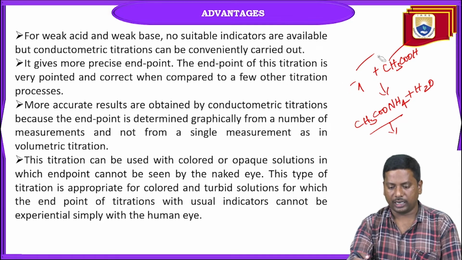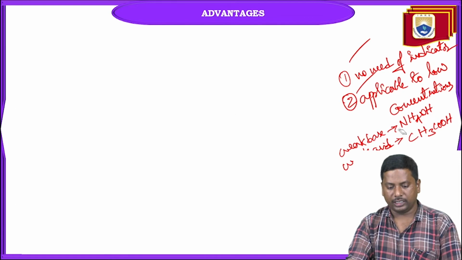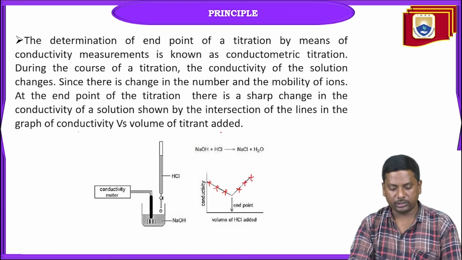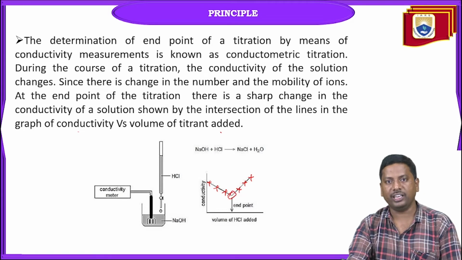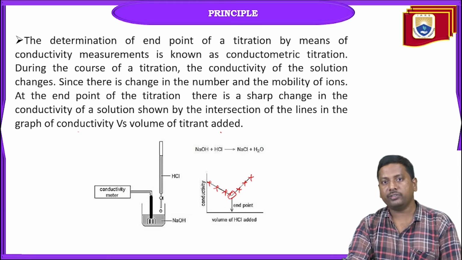So in this case, as we already discussed in the previous slide, the endpoint is determined with the help of many readings, taking various results. By using all these points, we get the intersection of two lines to get the endpoint of a reaction. So the endpoint of a reaction does not depend on a single measurement.